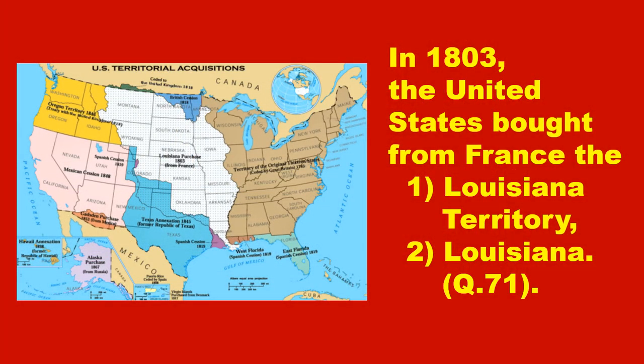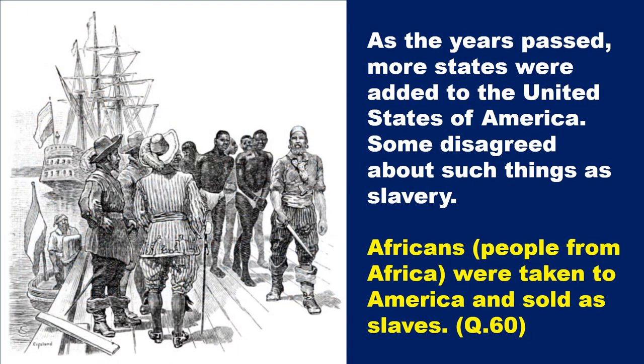In 1803, the United States bought from France the Louisiana Territory. Louisiana. As the years passed, more states were added to the United States of America. Some disagreed about such things as slavery. Africans, people from Africa, were taken to America and sold as slaves.